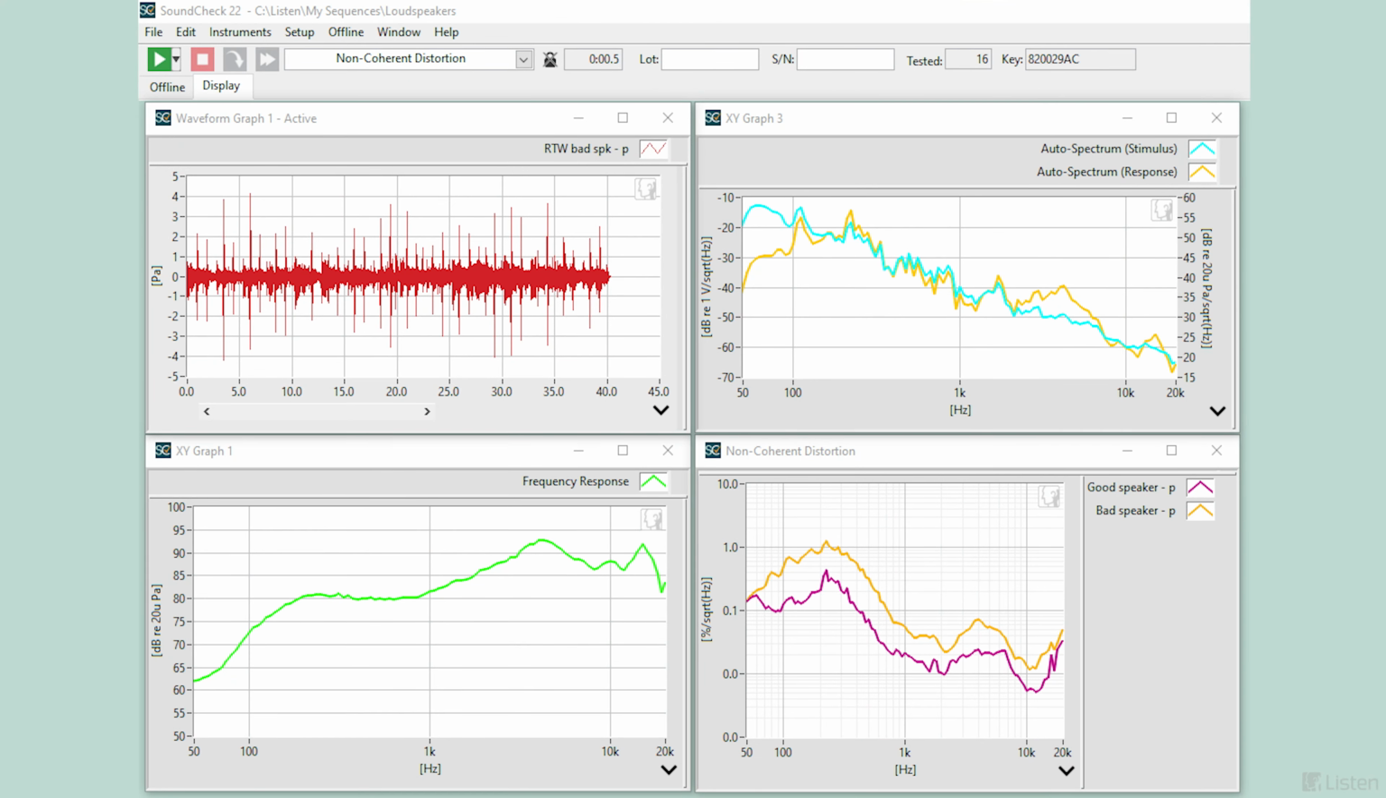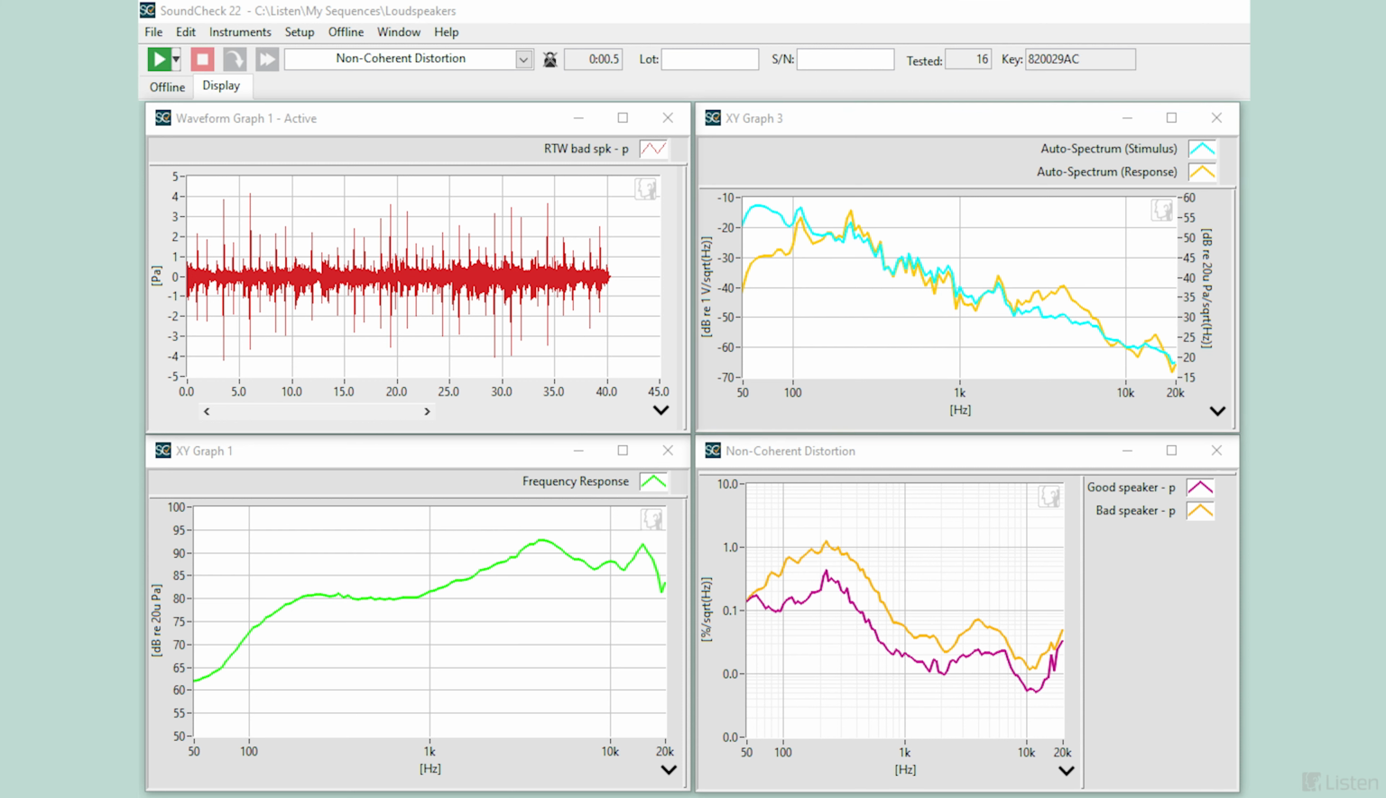Now looking at these results, you can see the non-coherent distortion is considerably higher than the good unit, especially at low frequencies. You can see non-coherent distortion in percent per square root hertz versus frequency, also known as spectral density.